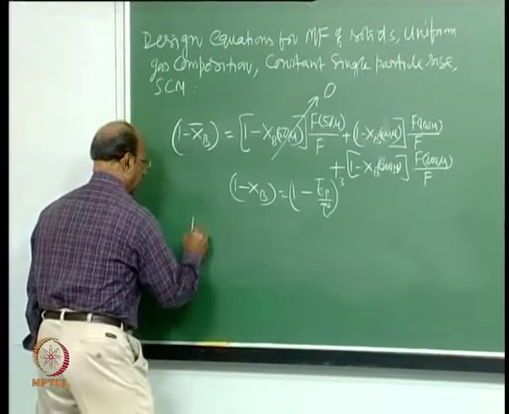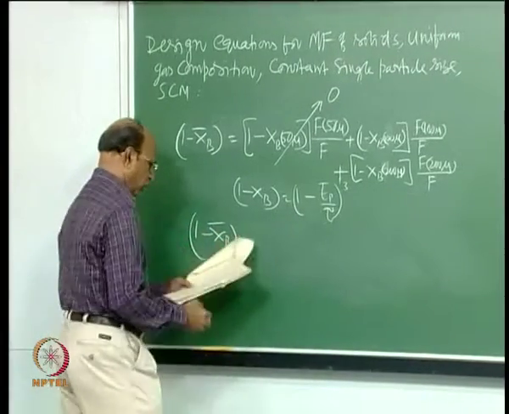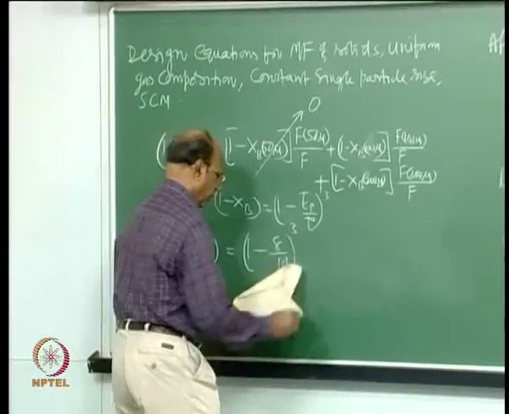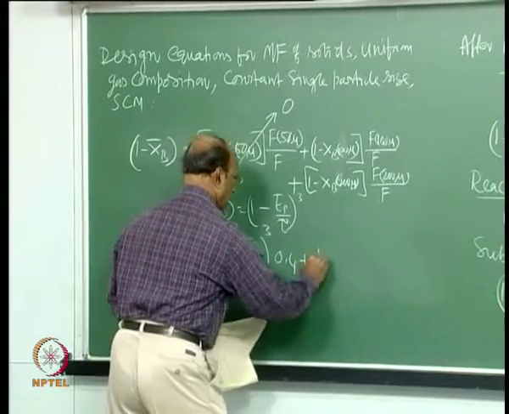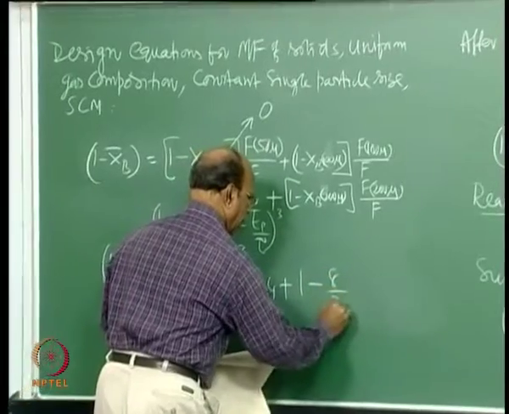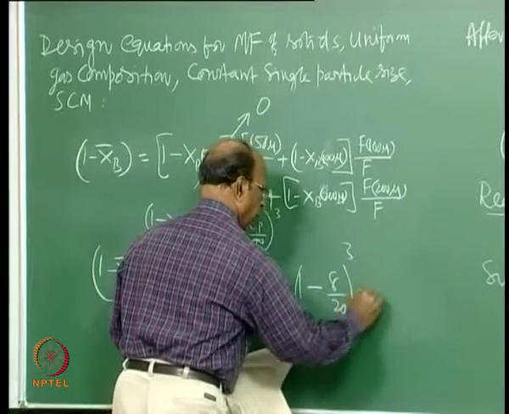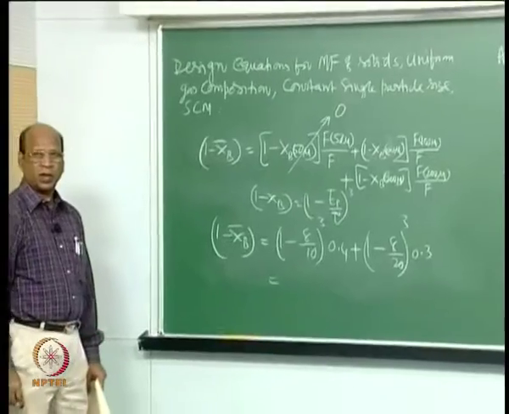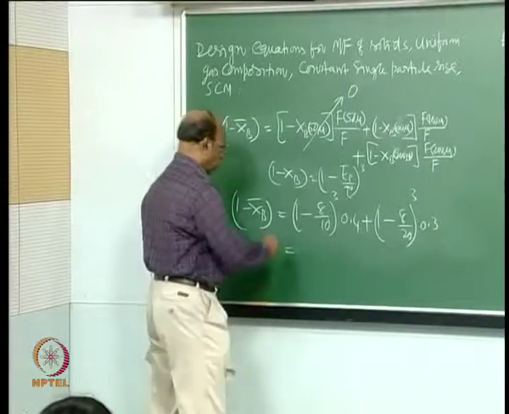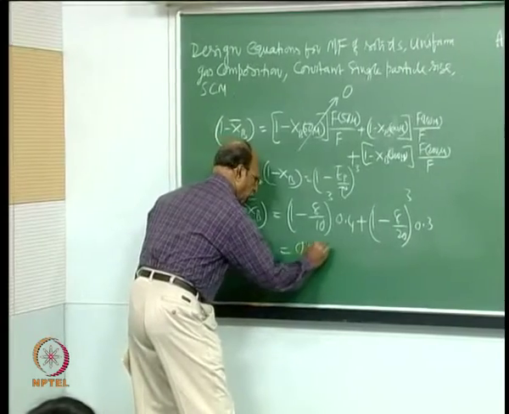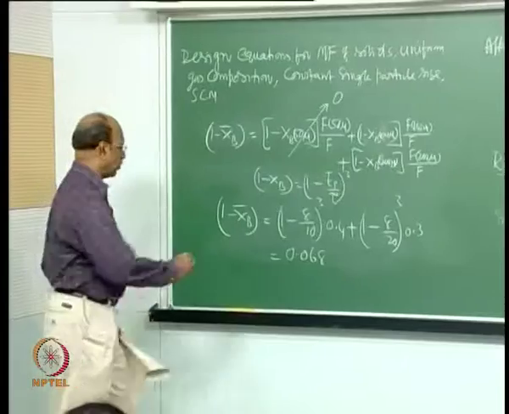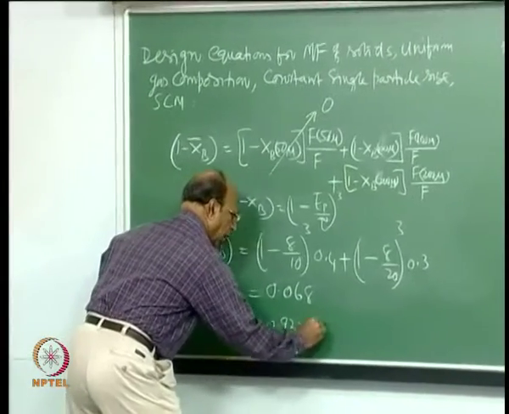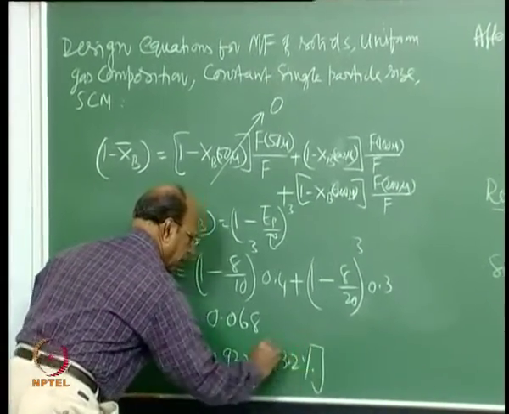So, for 1 minus X bar B equals 1 minus 8 by 10 whole cubed into 0.4, plus 1 minus 8 by 20 whole cubed into 0.3. How much does it come, you tell me. 0.068. So, X bar B will be 0.932 or 93.2%. Yeah, that is the answer.